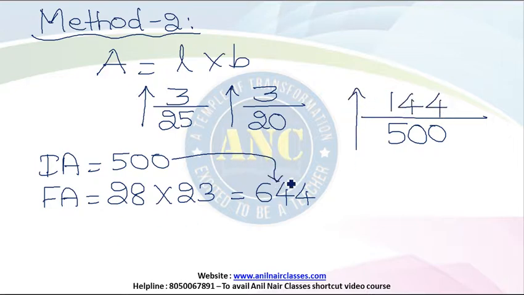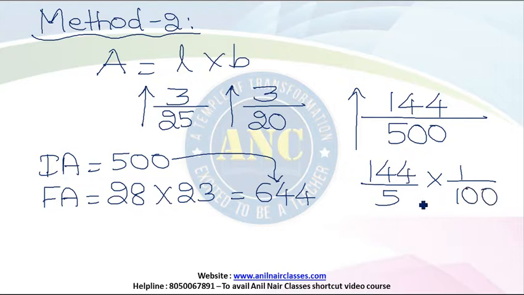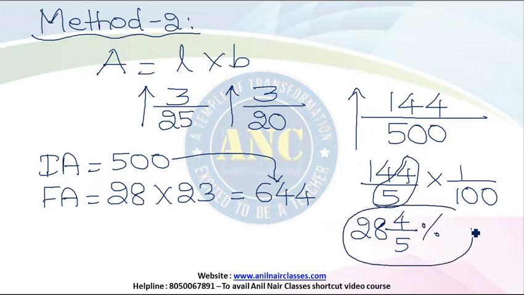Now, can I say that this can be written as 144 divided by 5 into 1 by 100. Now, 28 into 5 is 140, right? 28 into 5 is 140. Remaining 4 by 5, I will write it as it is. And 1 by 100 is nothing but percentage. Same answer I am getting both the ways.